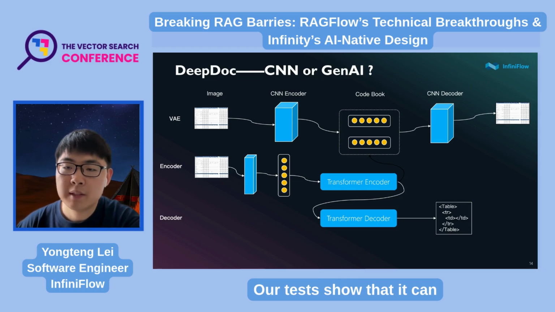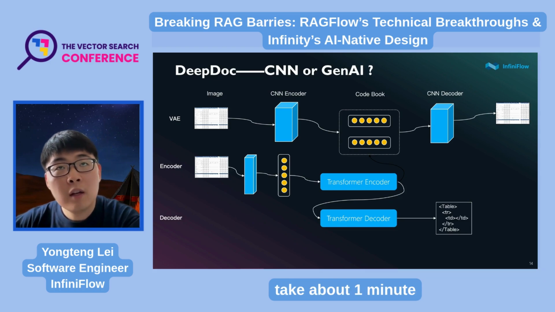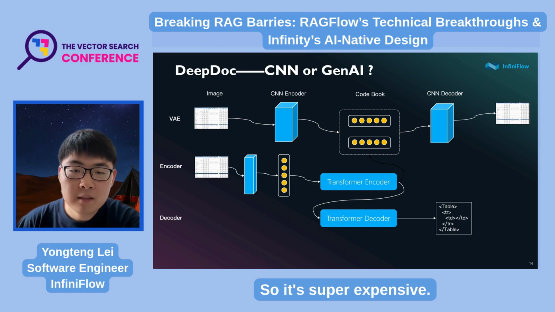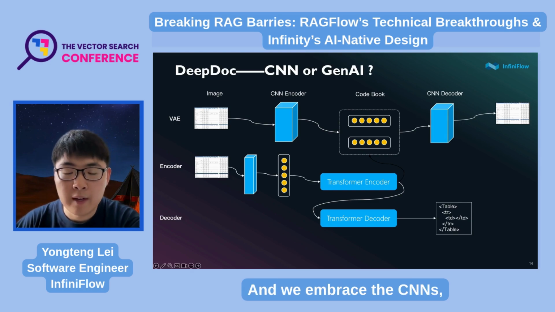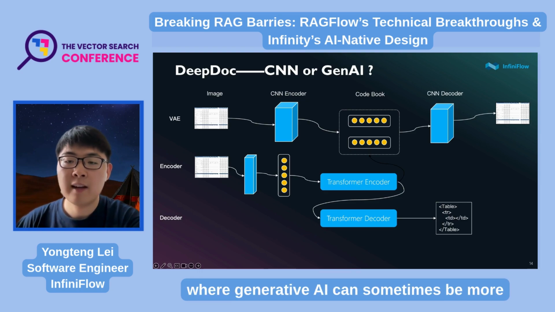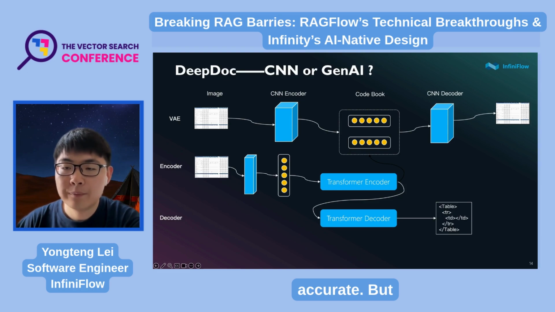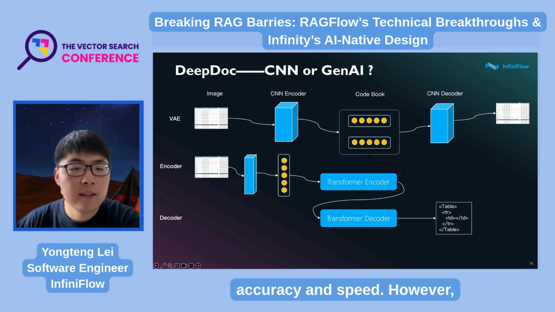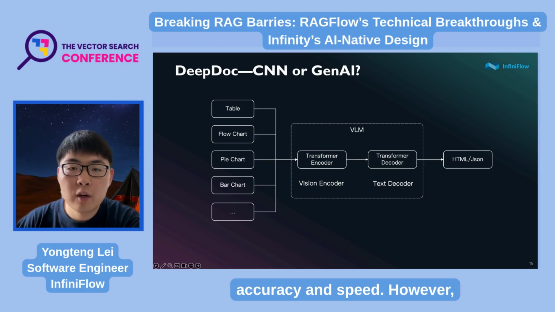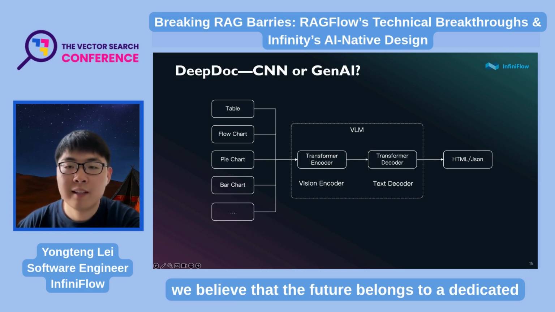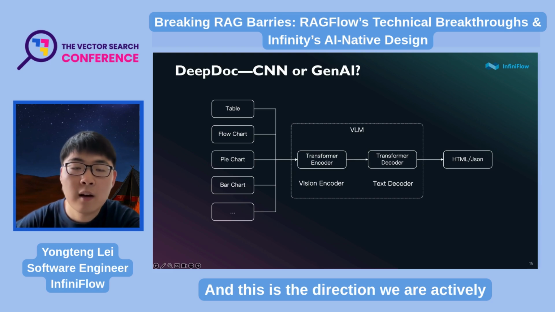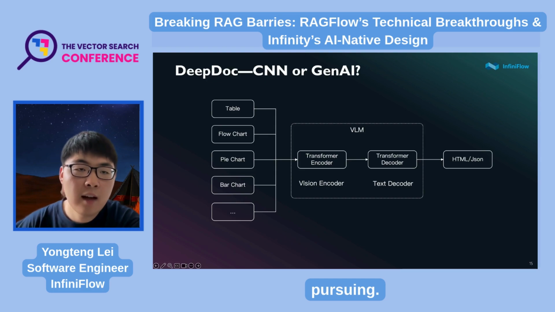Our tests show that it can take about 1 minute to parse just 1,000 tokens, so it's super expensive. And so in the end, we embrace the CNNs, where generative AI can sometimes be more accurate, but CNNs give us a good balance between accuracy and speed. However, we believe that the future belongs to a dedicated vision language model that can handle this task independently. And this is the direction we are actively pursuing.